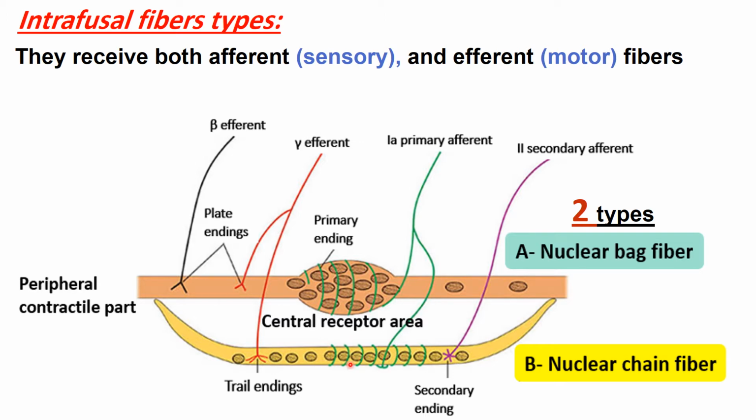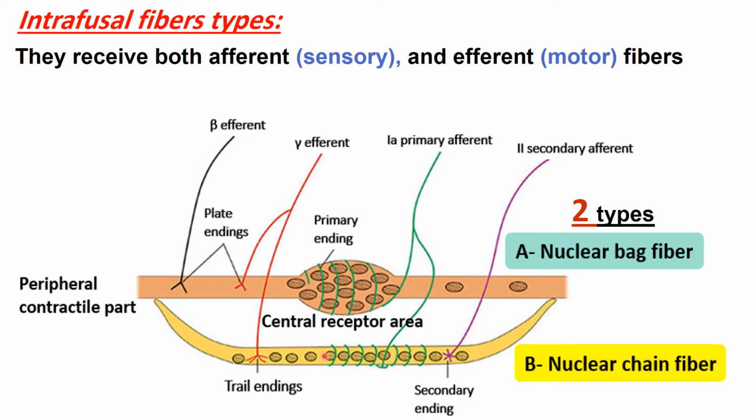The other is arranged like a chain. Can you imagine the chain? It's not a bag, there is no dilated part in the center. It is only arranged like a chain, so we call it nuclear chain. By their shape, two types of muscle spindles: nuclear bag and nuclear chain.